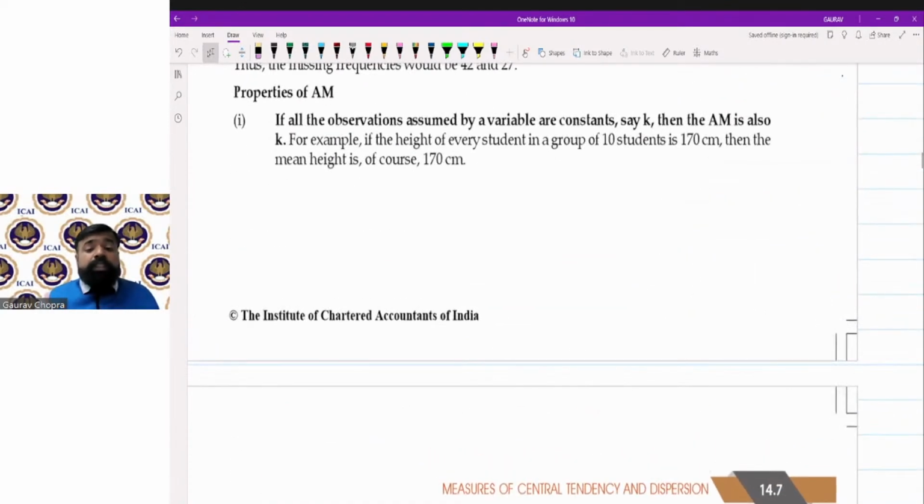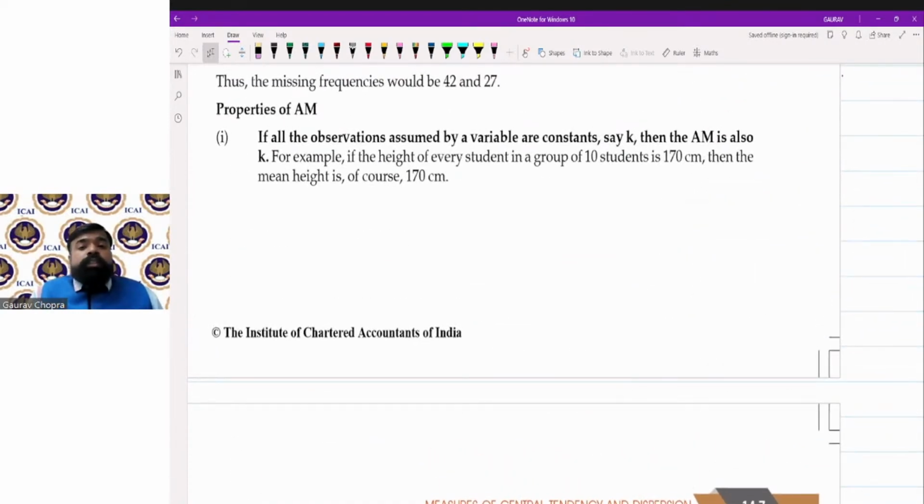So next is properties. Normally 5 to 7 or 8 questions come from this chapter in this examination, only from central tendency. Some questions are theoretical and some are practical. For the theoretical questions, you must have the knowledge of the properties and characteristics of all these averages.